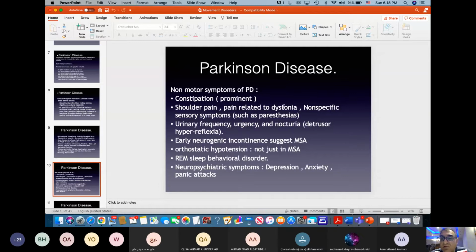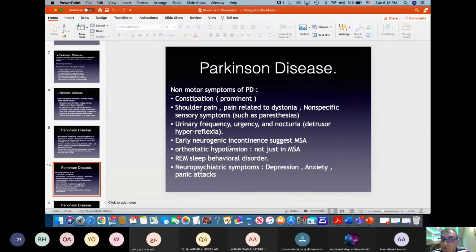Shoulder pain, pain-related dystonia, and specific sensory symptoms or paresthesias. Urinary frequency, urgency, or nocturia, which is urination at night. This typically does not happen early in the course of the disease. It happens later. Now, if you see early neurogenic problems, rethink your diagnosis. Probably we're not dealing with idiopathic Parkinson's disease, we're dealing with one of the mimickers like multisystem atrophy. We're going to talk more about this later on.